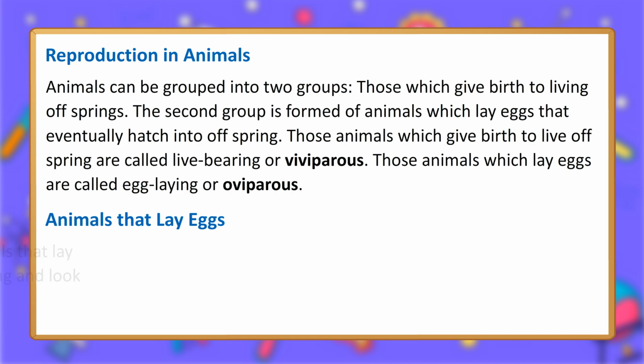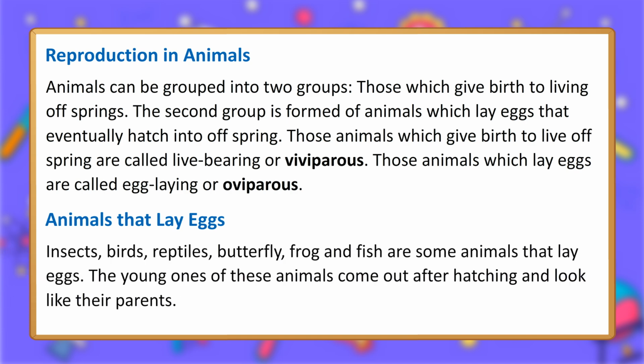Animals that lay eggs. Insects, birds, reptiles, butterfly, frog and fish are some animals that lay eggs. The young ones of these animals come out after hatching and look like their parents. Egg structure. Eggs are made up of four major parts.